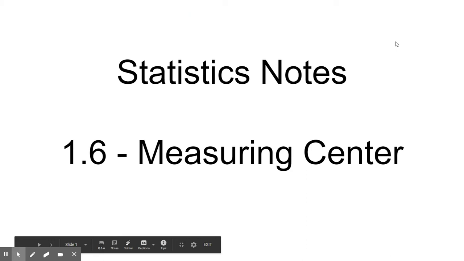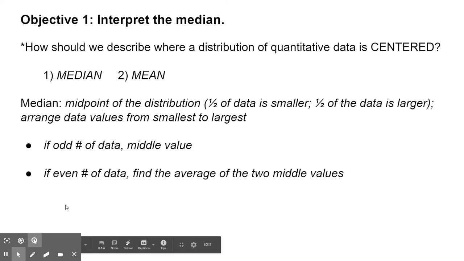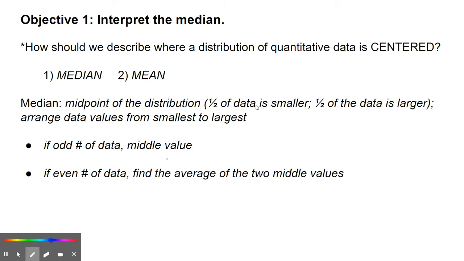All right, so that's 1.6 notes here, measuring center. So again, if you recall, this idea of the center is one of the ways that we usually describe our distributions. Okay, so we're going to talk about two types of centers moving forward, both of which I think you're familiar with. All right, so how should we describe where a distribution of quantitative data is centered? Well, to see where it's centered, we should use either the median or the mean, one of these two things.